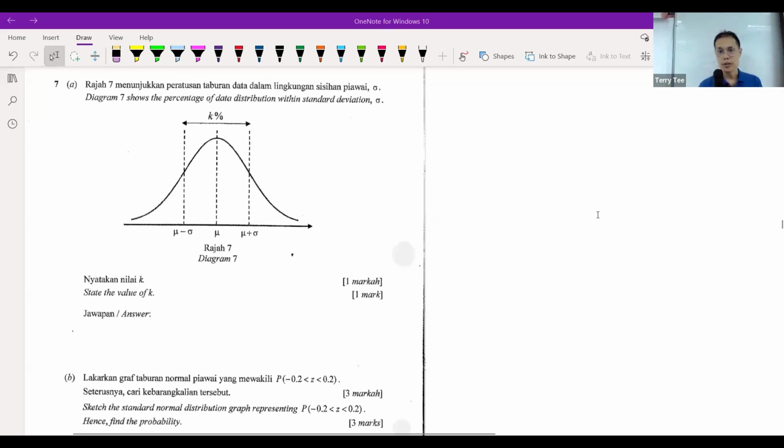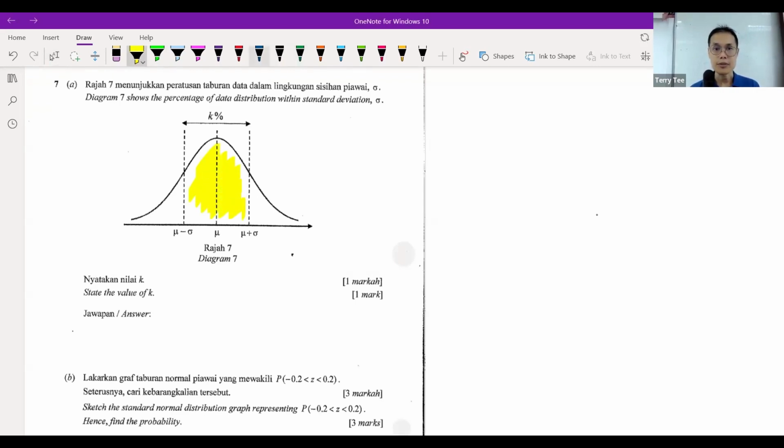Okay, moving on to question number 7 here. This is from Form 5, Chapter 5, probability distribution. We have a diagram that shows the percentage of data distributed within one standard deviation from the mean. This is your mean, mu.